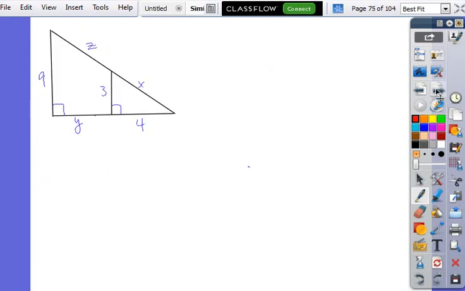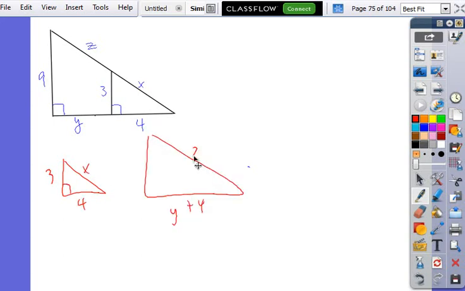What do we need to do here first? Alright, I'm going to get my two triangles. So there's a 3, 4, and an x. That's y plus 4, z plus x, which I'm going to have to work with, and 9. What do I need to do first? Pythagorean theorem. Find x first. We should know it. It's going to be a 3, 4, 5.